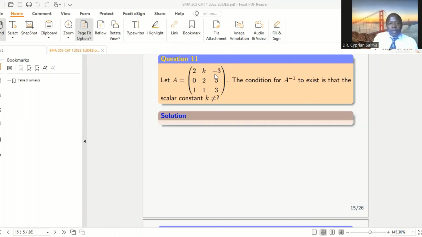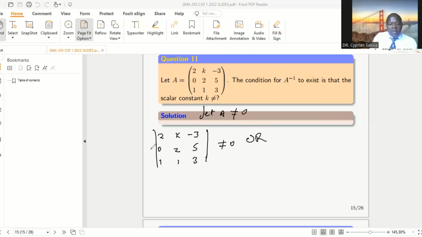Now, this question says, find the condition for the universe to exist. For this universe to exist, find the condition. So we know that for the universe to exist, the determinant of the matrix should not be equal to 0. That's what I'll do. The determinant of this A should not be equal to 0. So I just find the determinant of this matrix, and I know that this determinant should not be equal to 0.